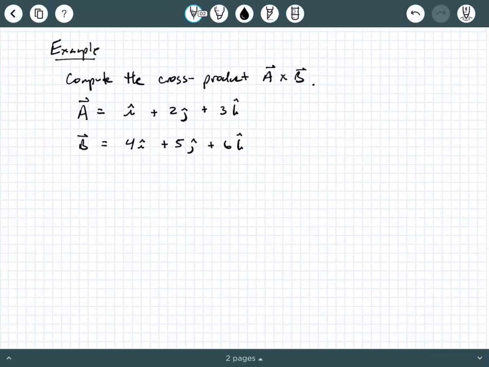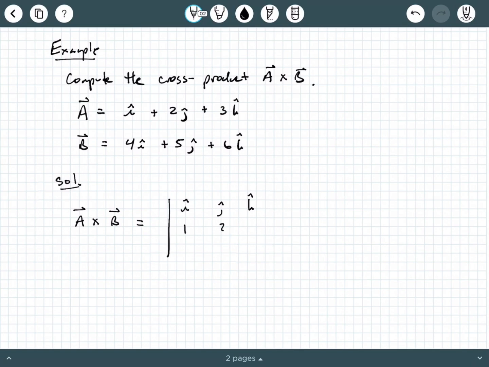Compute the cross product A cross B given these two Cartesian vectors. Vector A is 1i plus 2j plus 3k, and vector B is 4i plus 5j plus 6k. Under solution, we're going to say A cross B, and set up that 3 by 3 determinant i, j, k, and put the coefficients of these two vectors in rows 2 and 3 of this determinant, just like this.